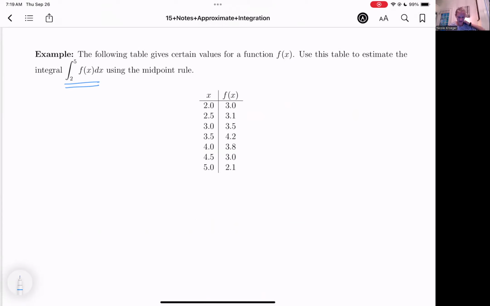It didn't tell me how many rectangles, but if I'm going to use the midpoint rule, then it probably makes sense to look at 1 rectangle, 2 rectangles, 3 rectangles, because then I know information about the midpoints. Okay, so let's do this. So the width of each of these rectangles, in this case, the width from 2 to 3 is 1, from 3 to 4 is 1, from 4 to 5 is 1. So my width is 1 in each case. And then I need f of 2.5 plus f of 3.5 plus f of 4.5.